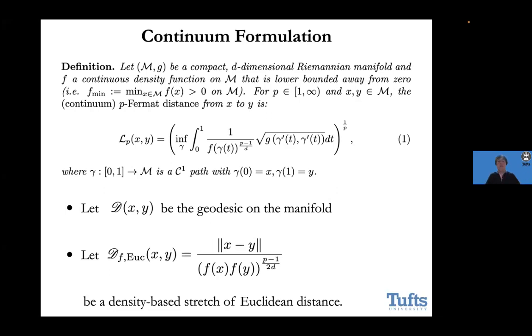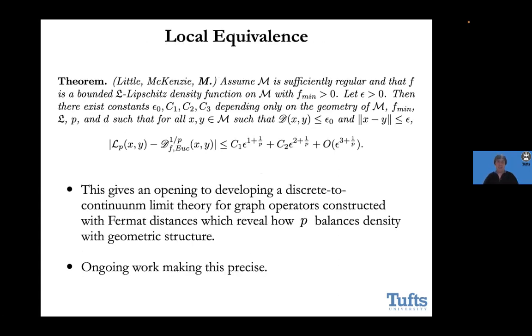You get convergence in all the right ways. But now we can start talking about operators on this manifold using this metric, the metric that comes out of equation 1. And the way we can make this work pretty easily is by noting that our metric L_p is essentially equivalent to rescaling the Euclidean distance to care a lot about the density. So we think of this as a local equivalence result on the continuum formulation of the Fermat distance with a rescaled version of the Euclidean distance, where the rescaling is done by density.